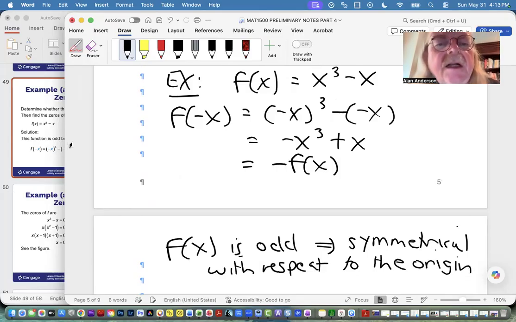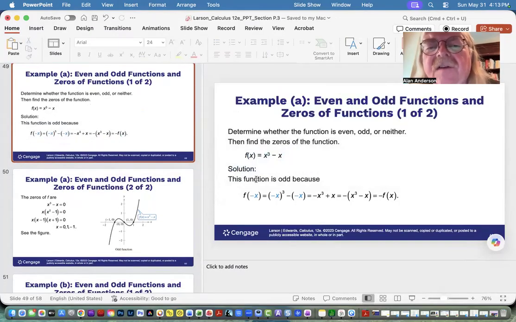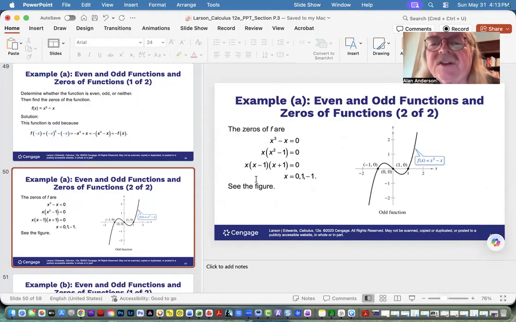Okay. What else did they want us to do? They went ahead and solved for the three zeros. They set it equal to zero. As you can see, they factored out x squared minus 1. And you can see there are three zeros where the curve crosses the horizontal axis. They are 0, 1, and negative 1.